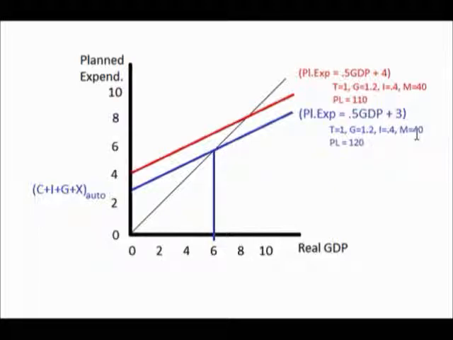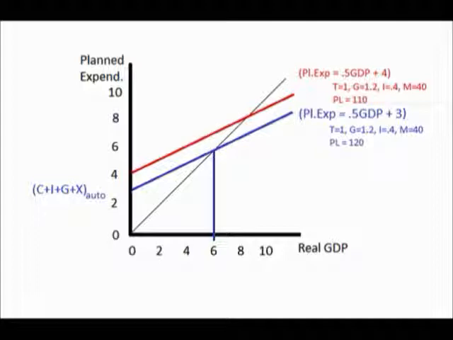To derive another point on the aggregate demand curve, we change the price level. So now we have the planned expenditures function, the red one, being 0.5 GDP plus 4 trillion instead of 3. So apparently, by changing the price level from 120 down to 110, we're assuming that autonomous consumption increases by $1 trillion. That number is completely arbitrary, I made it up. Notice though that the other variables, the tax variable is still equal to 1, government spending is still equal to 1.2, investment is still equal to 0.4, and the materialism variable is still 40.